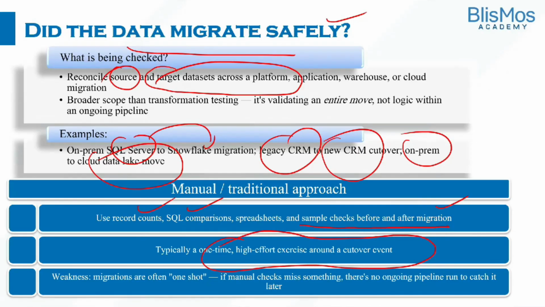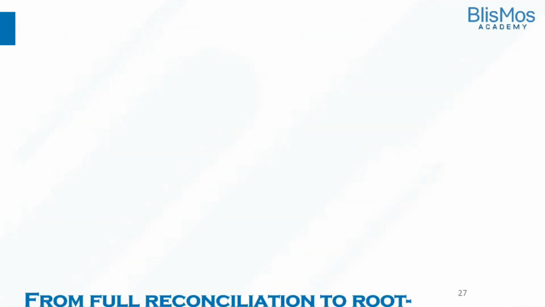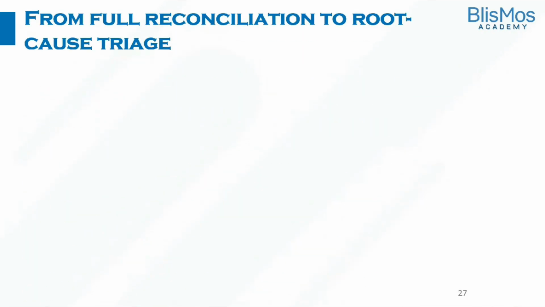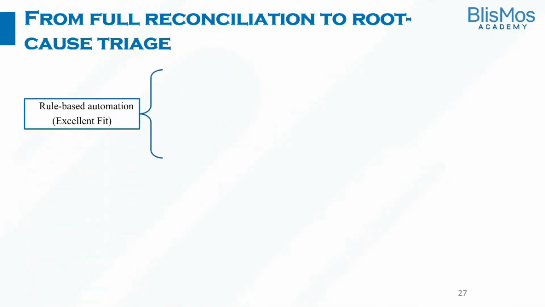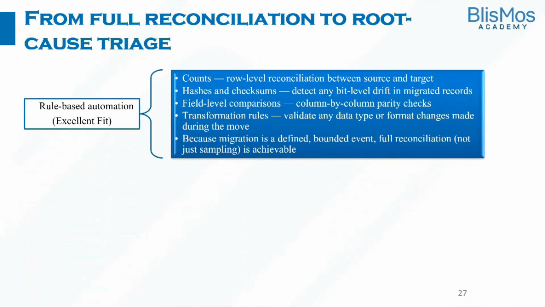What is our thought on rule-based automation or AI? Our thought process says automation first and AI for exceptions. For migrations, rule-based automation is extremely strong. We can compare the row counts, we can use the hashes and checksums, perform the field-level comparisons, validate the data type and format changes, because migration is a bounded event. Full reconciliation is often achievable.